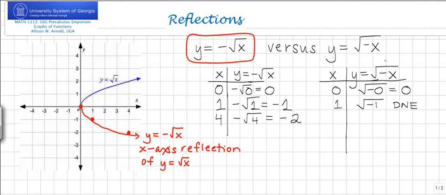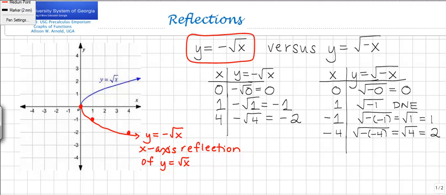So notice, since this is the opposite of x replacing x, I need to try some values that are the opposite of the original x's. And this I can do. The square root of negative, the opposite of 1, is the square root of 1, or 1. Likewise, if I let x equal negative 4, I obtain the square root of 4, or 2. I'll do this guy in green.